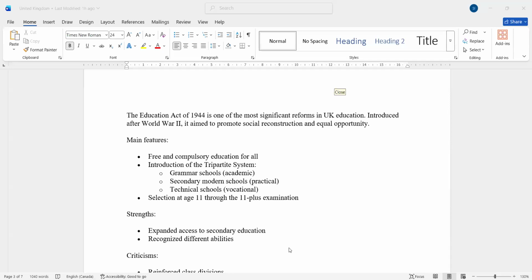But anyway, 1944 is the golden reform, as they used to say, right? We will learn that reform. Introduced after World War II, it aimed to promote social reconstruction and equal opportunity. The main features: free and compulsory education for all, and the introduction of the tripartite system: grammar schools, secondary modern schools, technical schools. So here in 1944, they have a little more developed system, right? Grammar schools are there for academic purposes.